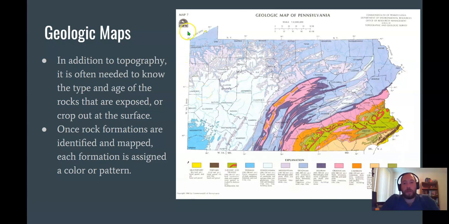This is something that we might end up taking a look at a little bit later. In addition to topography, it is often needed to know the type and the age of rocks that are exposed at the surface. So once rock formations are identified, they then map them, and each formation is assigned a specific color or pattern based on the age of that rock.